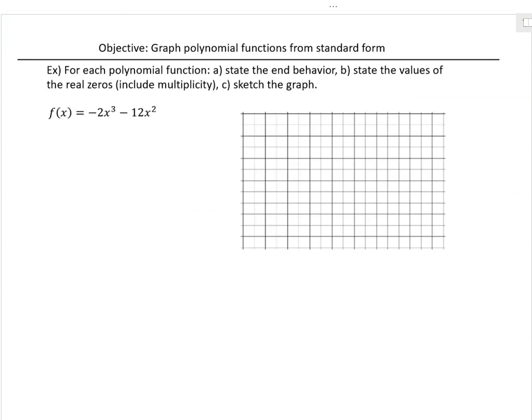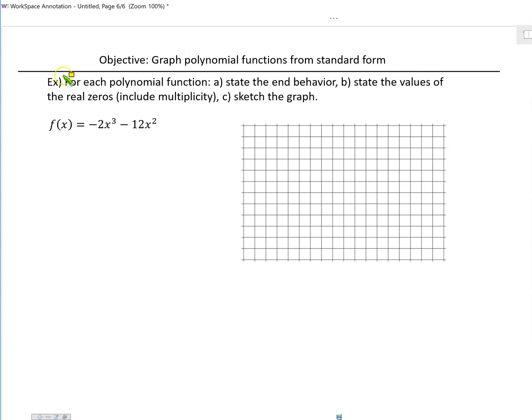All right, so here is our first problem. For each of these polynomial functions, we are going to state the end behavior, which means to use our end behavior notation clearly and completely, state the values of the real zeros and include any multiplicity, which we can do either by, in parentheses, stating the multiplicity factor, or we can just write the zero multiple times. And then, of course, we have to sketch the graph. So this is what we're looking at working with.